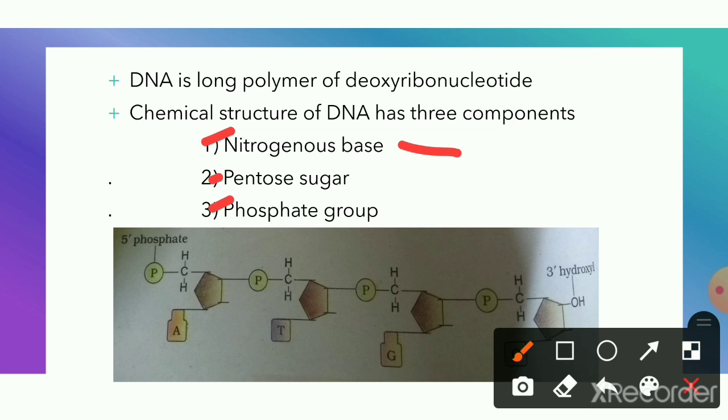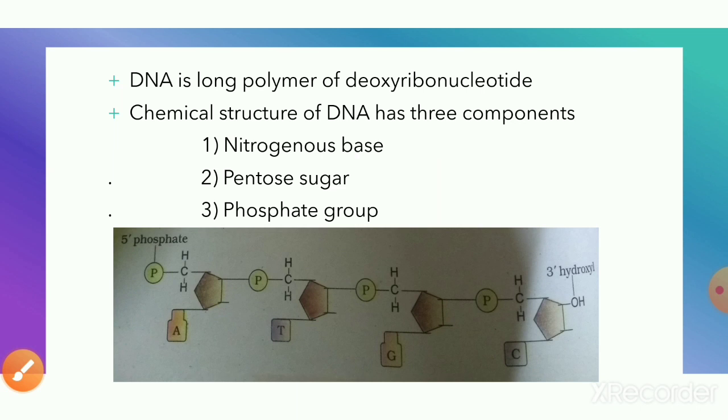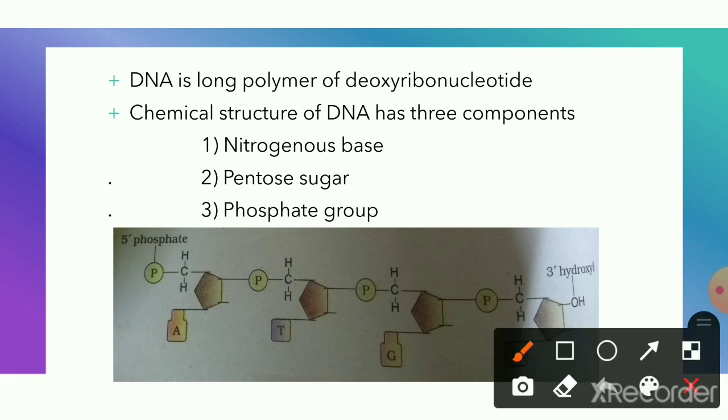See here, a polynucleotide chain. See here, this is a polynucleotide chain diagram. This is phosphate group. This is pentose sugar. This is nitrogenous base adenine. This base is thymine. This base is guanine. See here, this base is cytosine.